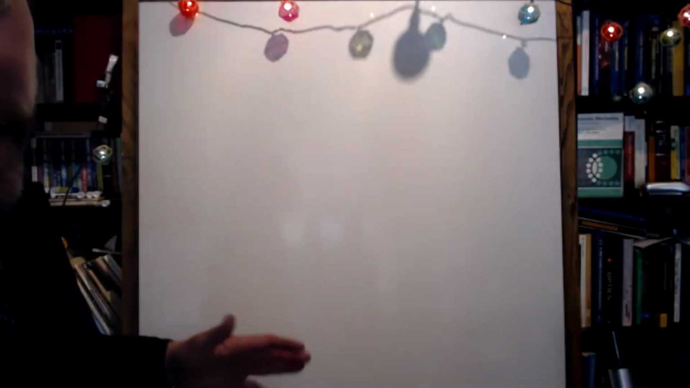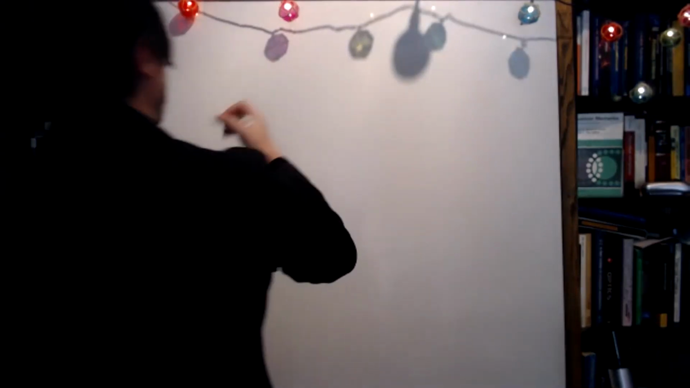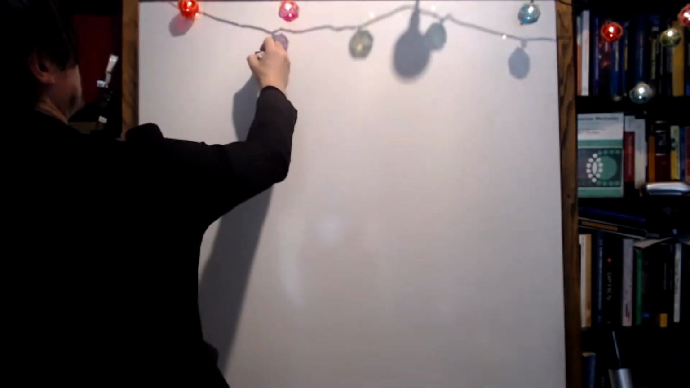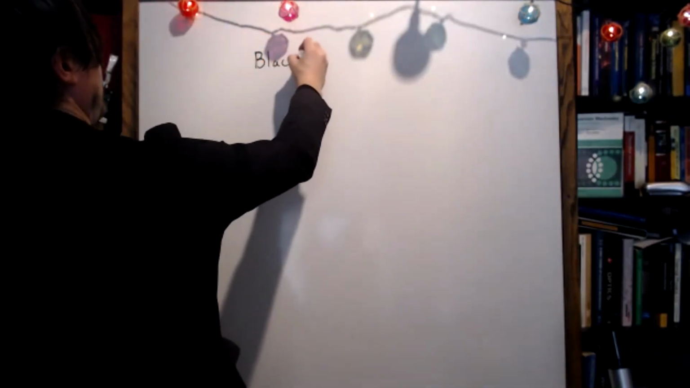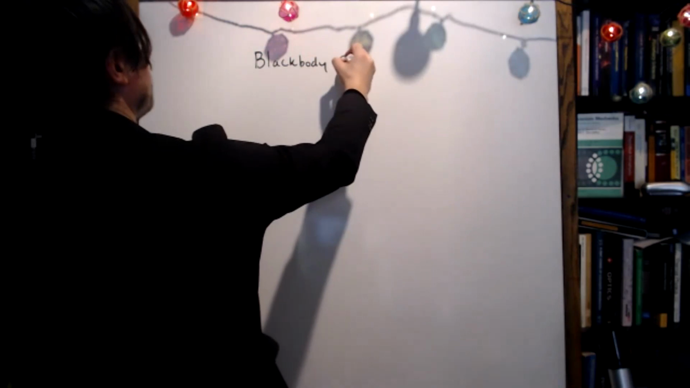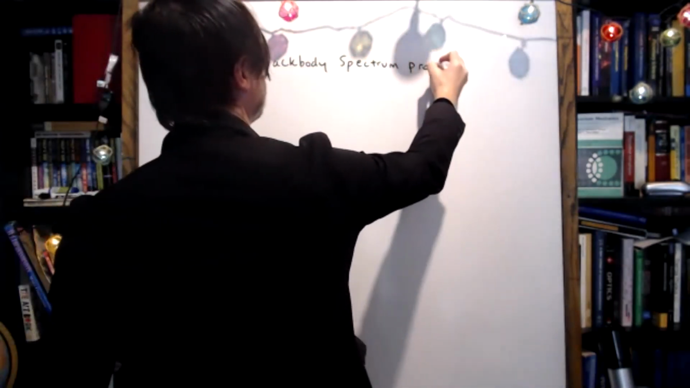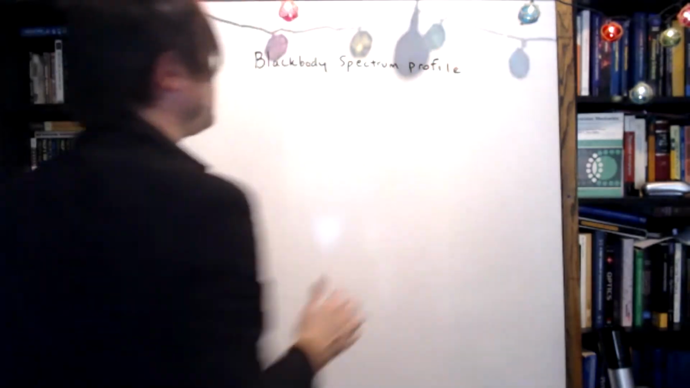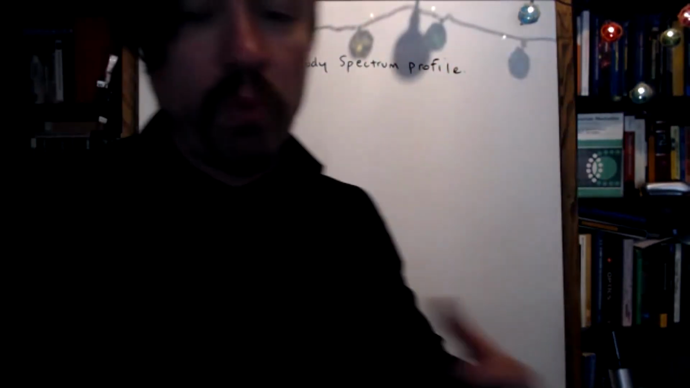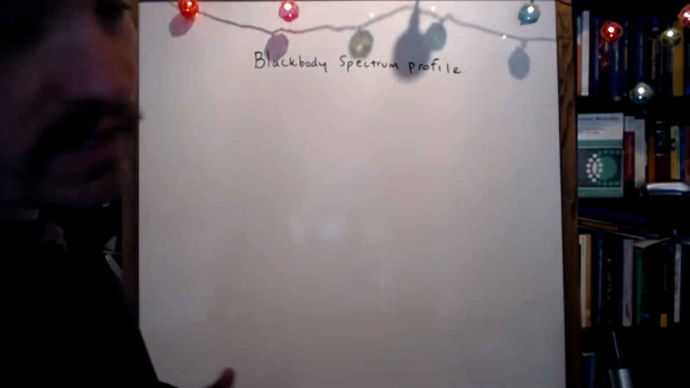I need to talk to you guys, and this is a very important point before we go on with our next lectures. I need to talk to you about what's called a blackbody spectrum profile. And since you're in a science class, one of the things we're trying to learn how to do is get comfortable with graphical information. So I want you guys to make a graph here.